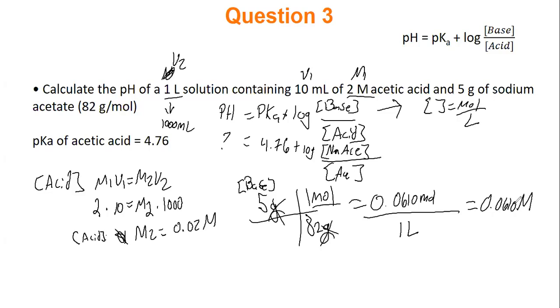Now we can solve our equation. pH equals pKa, which is 4.76, plus log of our concentration of base, 0.0610, divided by my concentration of acid, 0.02. My pH equals 5.24. That is the Henderson-Hasselbalch equation in a nutshell.